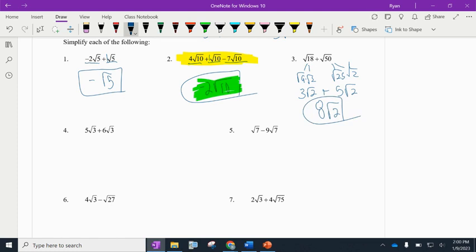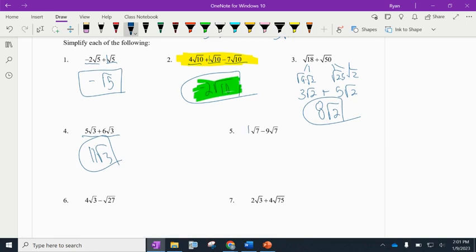So as you're seeing these problems, I'd recommend pausing the video, trying them on your own, see if you can do it without me doing it for you first, and then check it on the video later. Number 4, 5 root 3 plus 6 root 3 is going to give you 11 root 3. They already have the same number underneath the radical, which is always nice. Number 5, don't forget that this is a 1 in front of the square root of 7. So 1 minus 9 is negative 8 square root of 7.